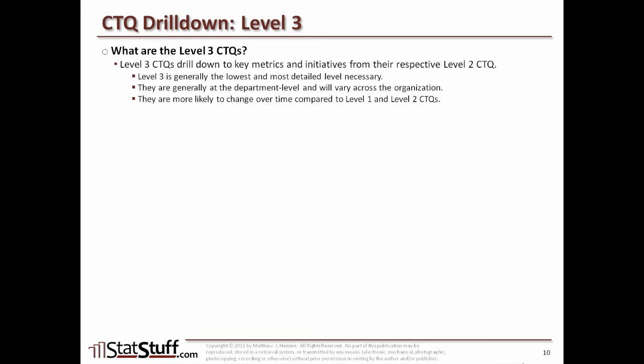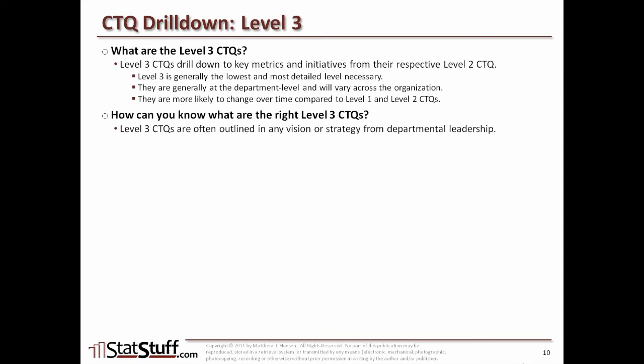So how do you know if you're going to attack the right level 3 CTQs? Well, I would recommend basically paying attention to the vision or strategy that's generally communicated by your departmental leadership. As you listen to them talk through those things, pay attention to the key metrics, projects, or goals that they communicate, and those are most likely going to be candidates for a level 3 CTQ.